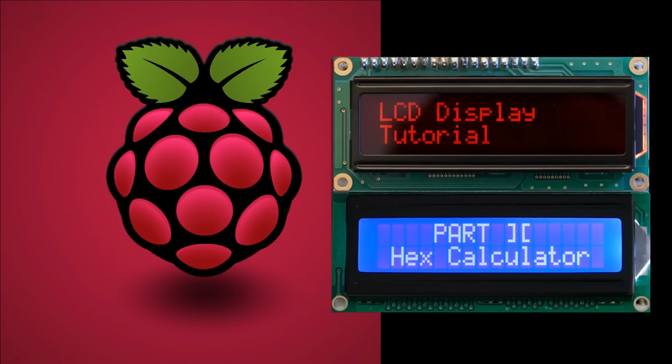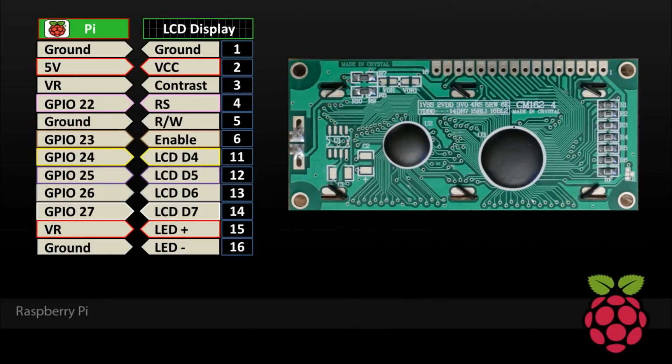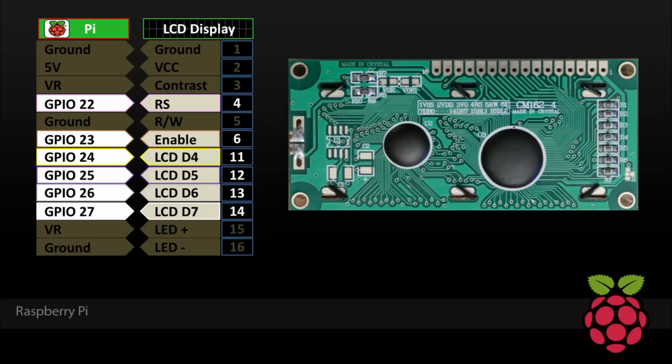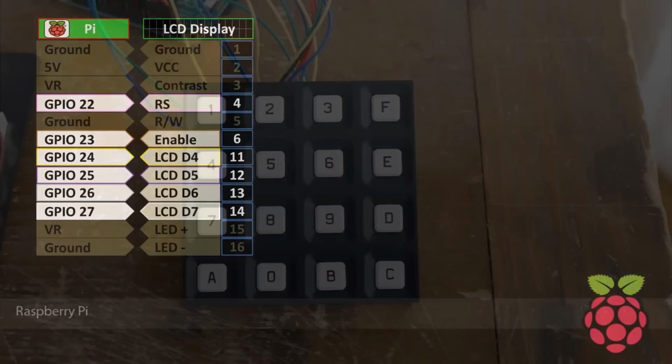I'll be using the Adafruit LCD display library, which I explained in detail in the first video of this series. This video builds on that video, so I'd check it out if you haven't. I changed the 6 GPIO pins used to connect the LCD display to the Pi from ones used in my previous video. I'm using 22 for RS, 23 for enable, and 24 through 27 for data 4 through 7. Make sure you update the Adafruit CharLCD file init statement with these new default numbers.